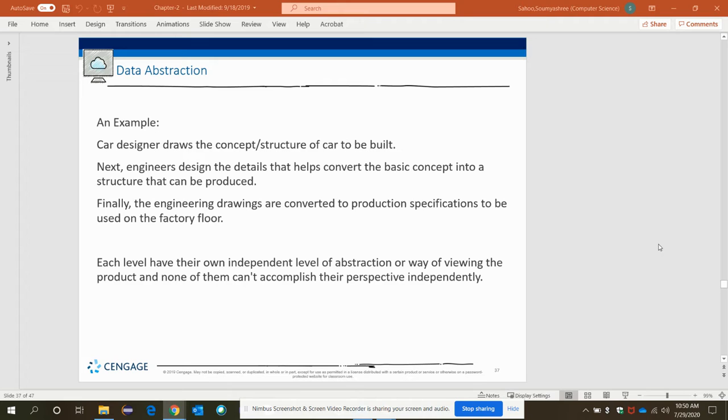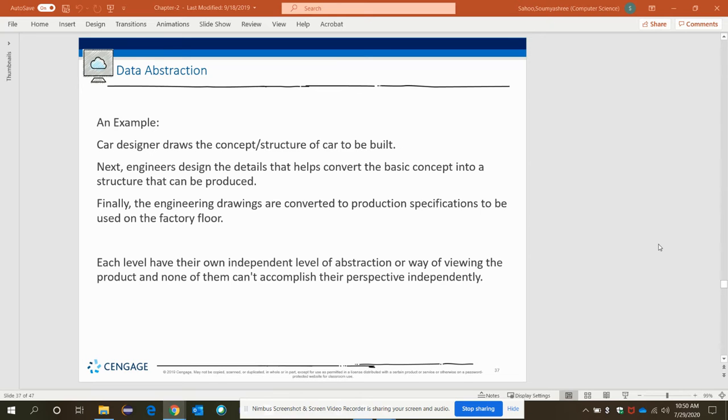Hey everyone, let's start with data abstraction. So, in the last videos, you have gathered some detailed basic knowledge about data modeling, what the different types of data models are, how they are important, and how they are being implemented in day to day life. So, starting with data abstraction.